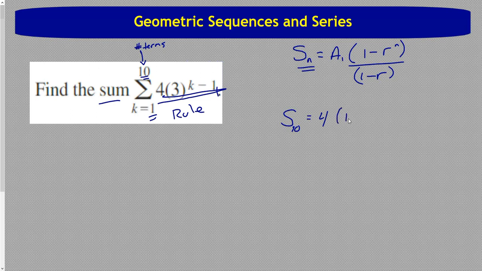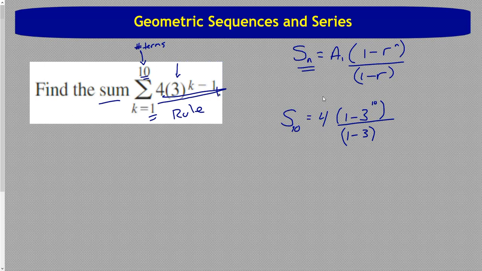Then I need to multiply by 1 minus the ratio. So what are we multiplying by every time? That's going to be this, right? Our common ratio is a 3, to the nth power. Well, n is now 10. And just divide by 1 minus r, which is 3.